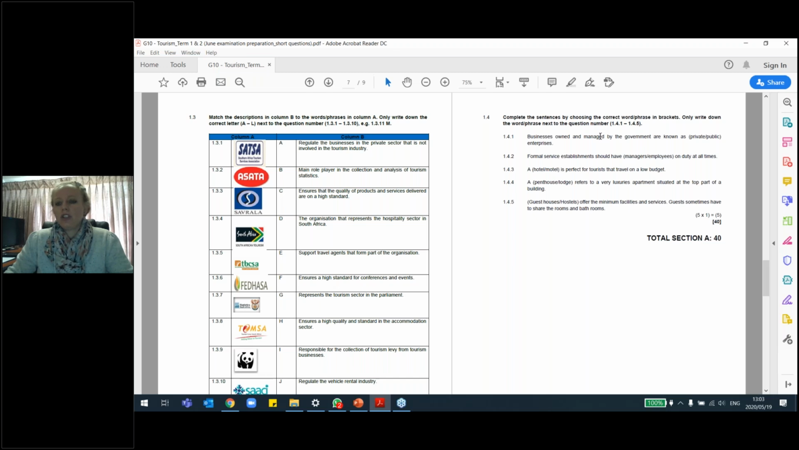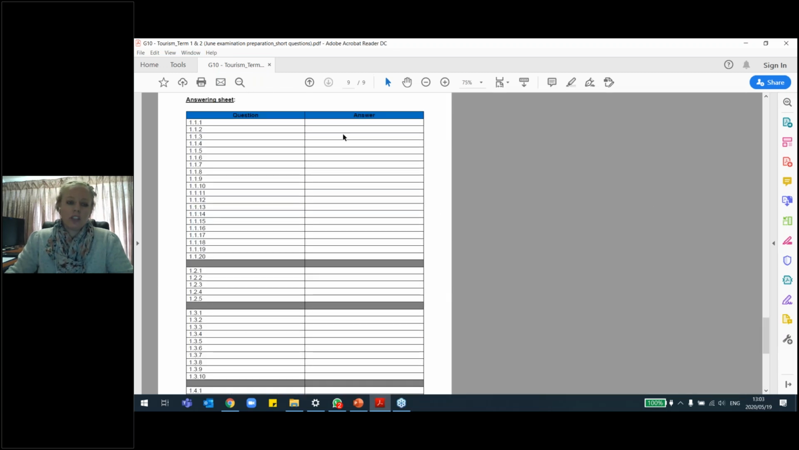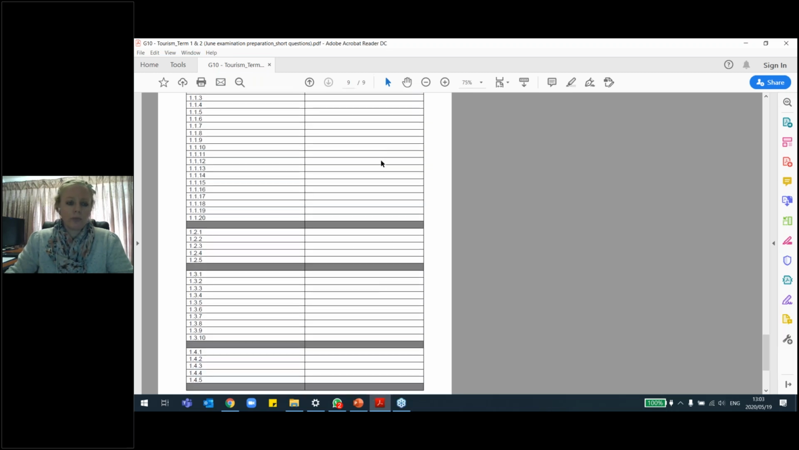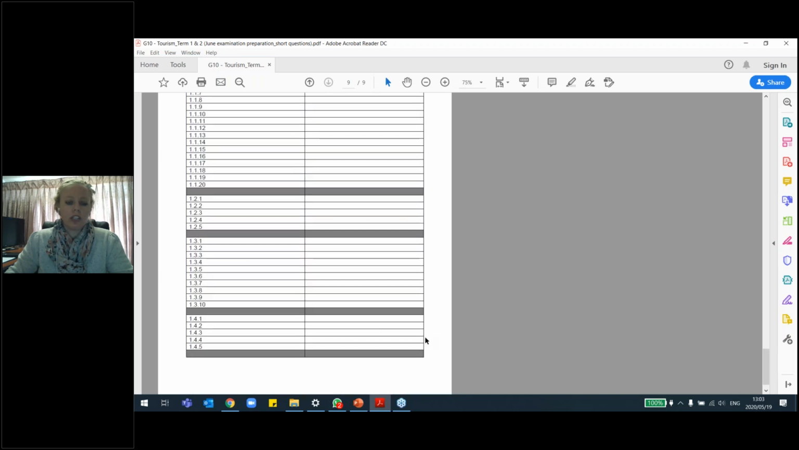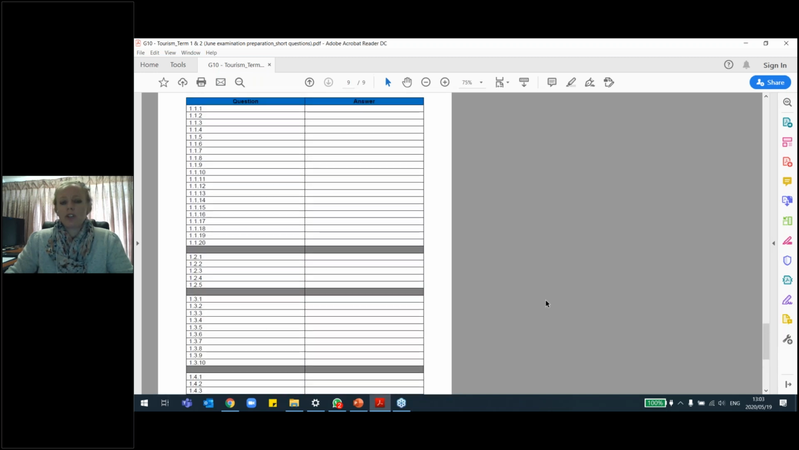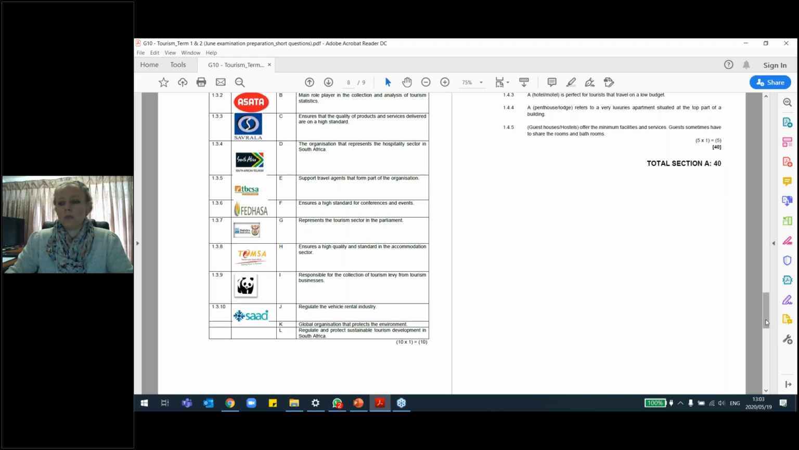Another question would be to give the correct answer. You must choose the correct answer between brackets. So they will give you a sentence and you must choose which of the two answers in brackets is the correct one. Then I've also given you an answer sheet so you can complete your questions in this answer sheet, and then we will make sure that you receive the answers for this as well.